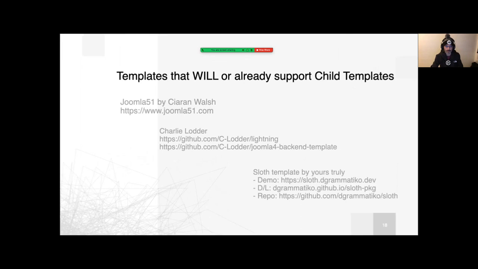It's not something hard. There are some people who have already said their templates will be available: Joomla 51 by Karen Walsh, Charlie has the Lightning and Joomla 4 backend template, and you can also play with my PW8 template called Sloth. All of them are, I think, available right now.